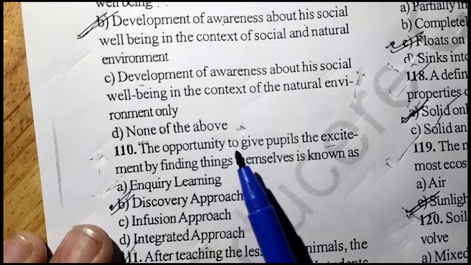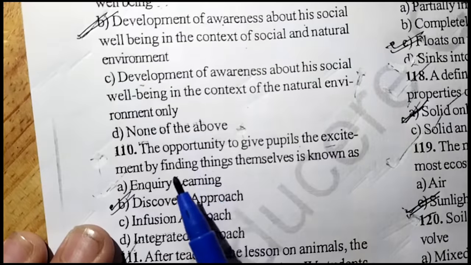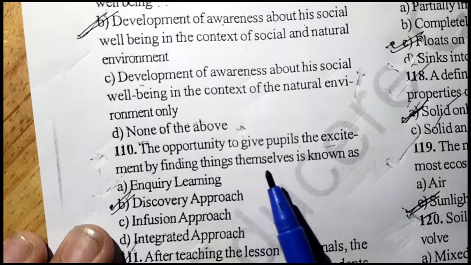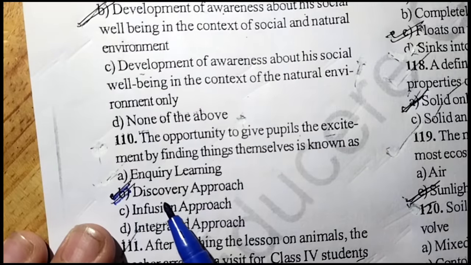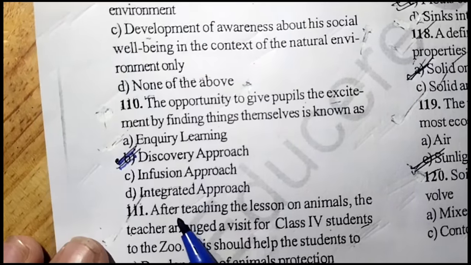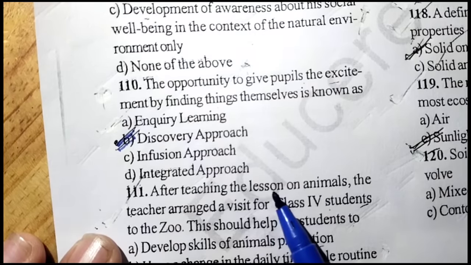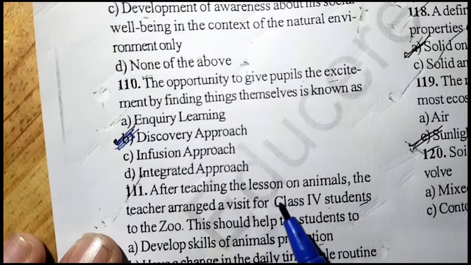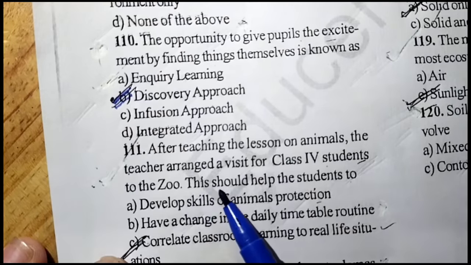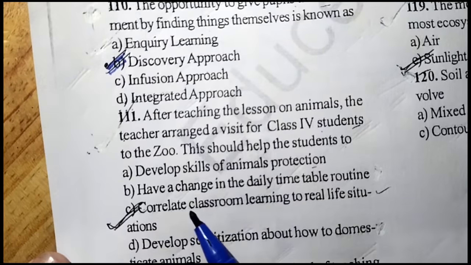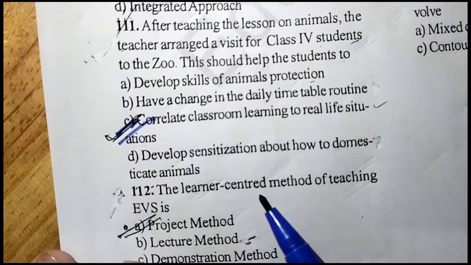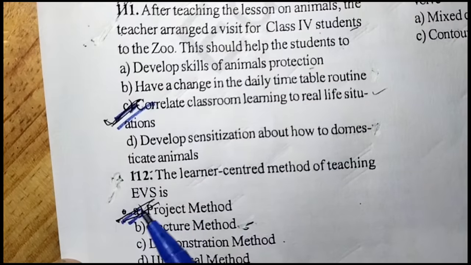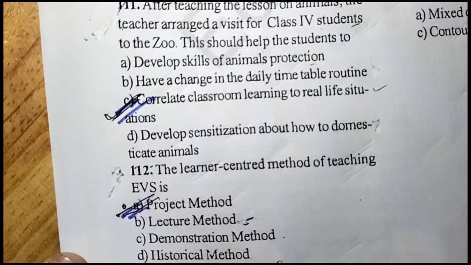110. The opportunity to give students the excitement of finding things themselves is known as the discovery approach. After teaching the lesson on animals, the teacher arranged a visit for class 4 students to the zoo. This should help the students to correlate classroom learning to real-life situations. The learner-centered method of teaching EVS is the project method.